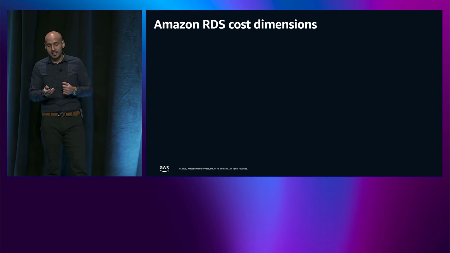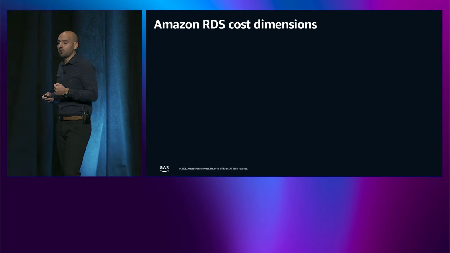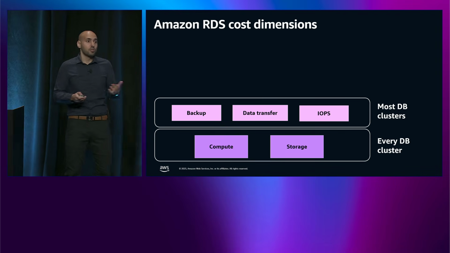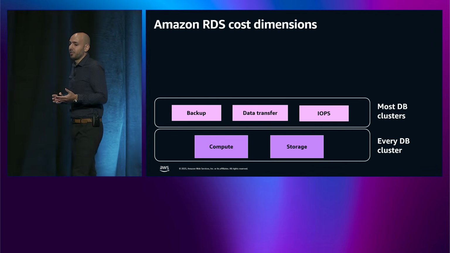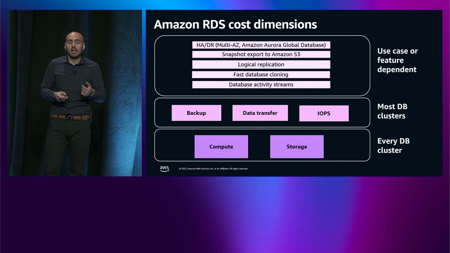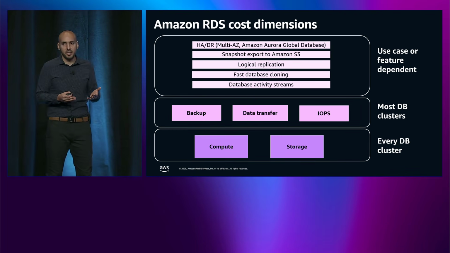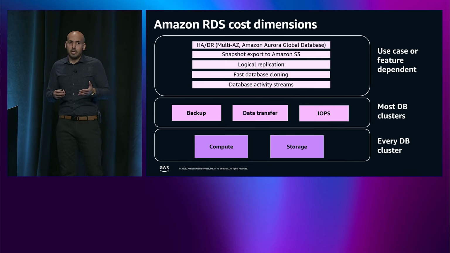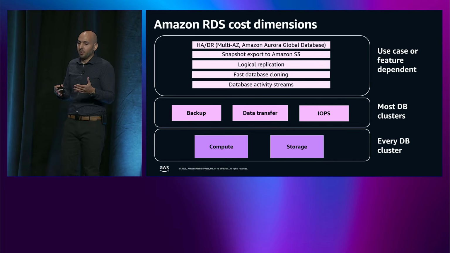Having said that, let's get started by talking about the RDS cost dimensions. There are costs associated to every RDS cluster, and these would be compute and storage. There are also costs associated to most of the RDS clusters, like backup, data transfer, and IOPS, and these depend on your specific cluster configuration. And there are additional cost dimensions which really depend on your specific business and technical use cases and which database features you use for your applications. And as part of today's presentation, we will talk about some of these cost dimensions by showing examples from Any Company.